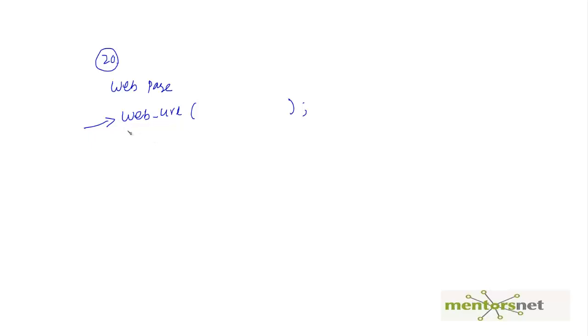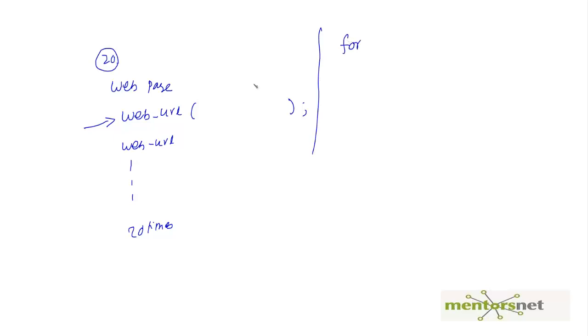The naive approach is to write web_url, whatever the function is, then copy that function and paste it 20 times. That is one approach. The second approach is to use a loop structure in C that is called a for loop.